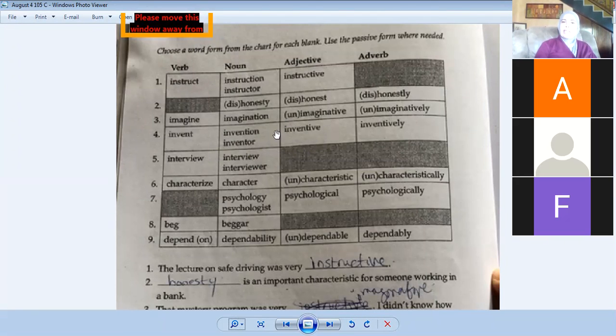Inventive, something that is described as inventive, or somebody who is described as inventive. عنده قدرة على الاختراع. All right, inventively, the way it was done, in an inventive way. Okay, all right, the way something was done, الطريقة اللي تمت فيها صناعة أو أداء شغلة معينة. So this is an adverb, ظرف.